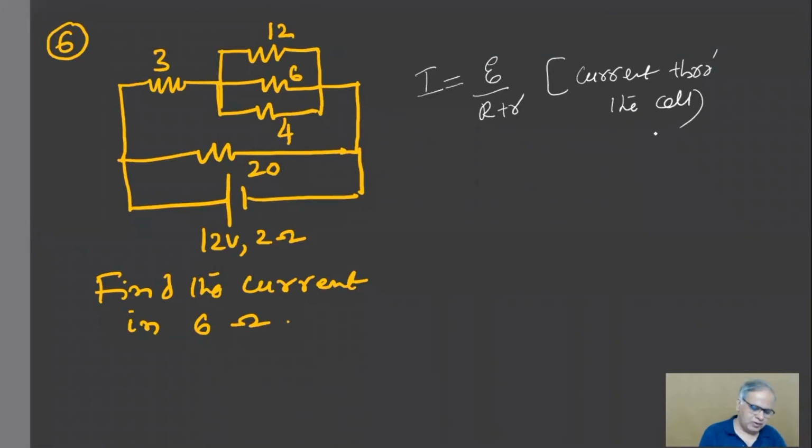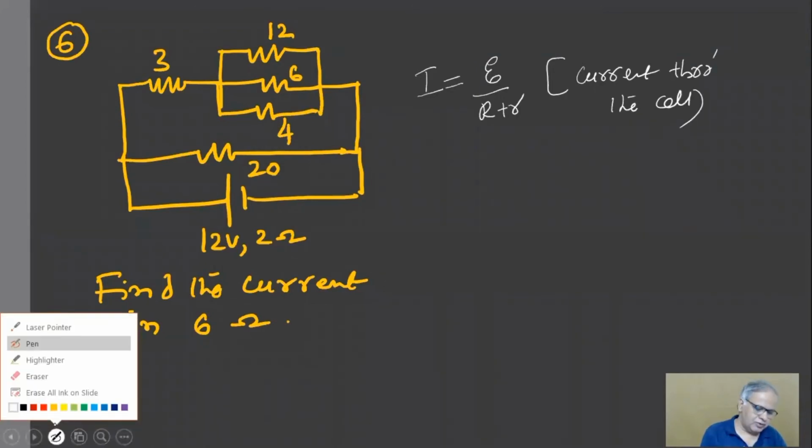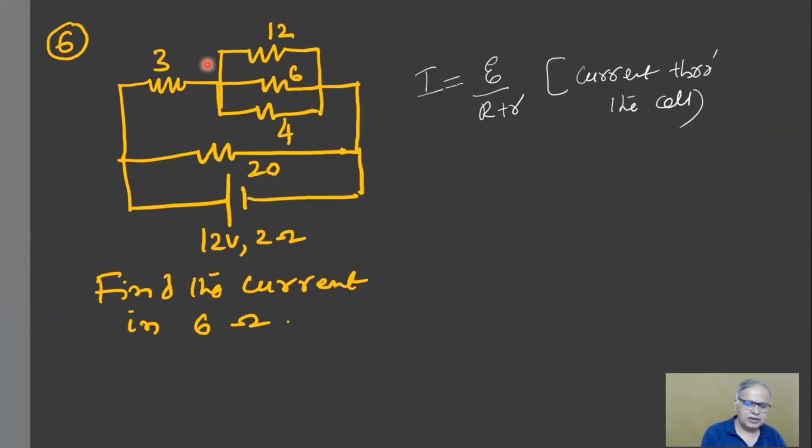So let me find out the equivalent of the things like this. For these three, I'll find the equivalent first. Say I chose my numbers with a plan, so it is not difficult to calculate. 12 and 6 and 4 are in parallel. Instead of adding 1 by R1 plus 1 by R2 plus 1 by R3, take 2 at a time. 12 and 6 in parallel will be how much? 4. How? 12 into 6 by 12 plus 6.